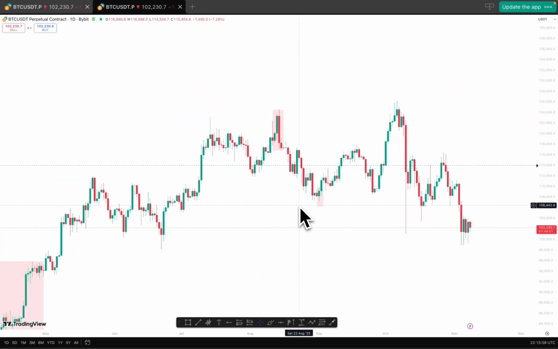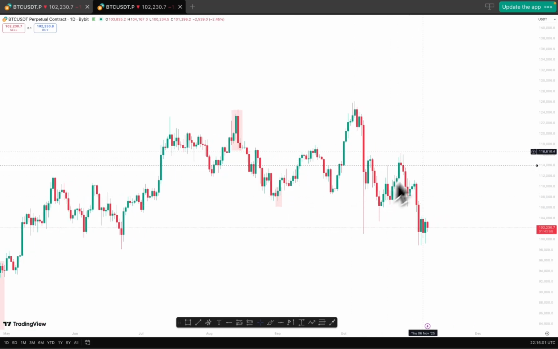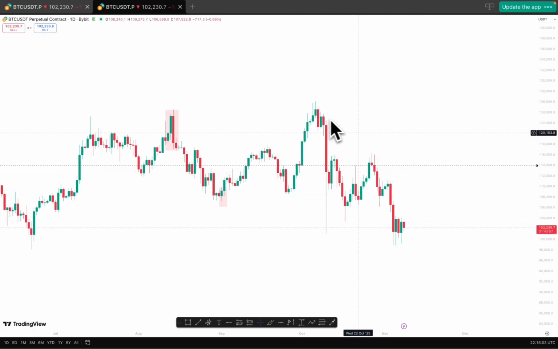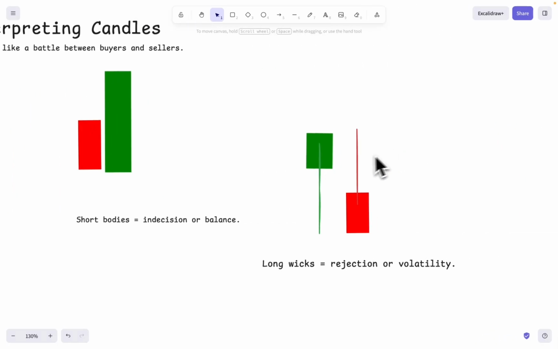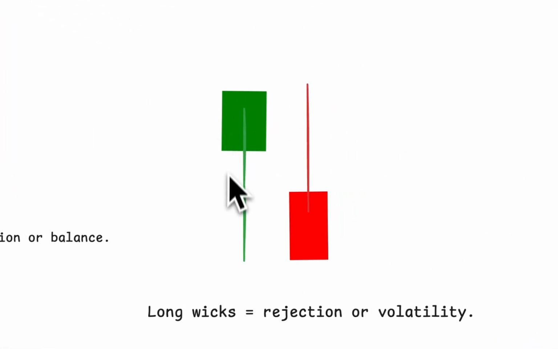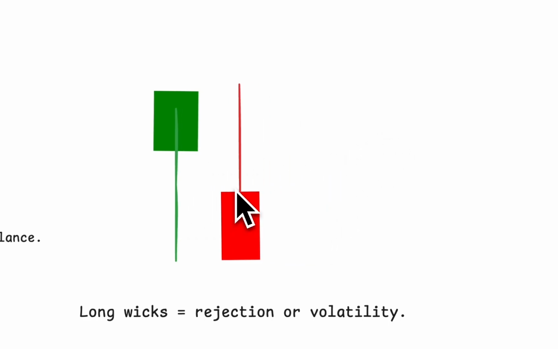I use the engulfing candle a lot, and another candle I use is the pin bar or the hammer bar candle. It looks like this. This is what we call a pin bar, and this is what we call a shooting star. Some people call it pin bar, some call it hammer, some call it shooting star or evening star. This candle usually indicates rejection.